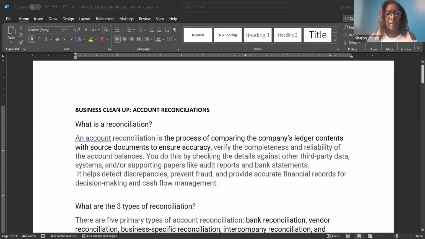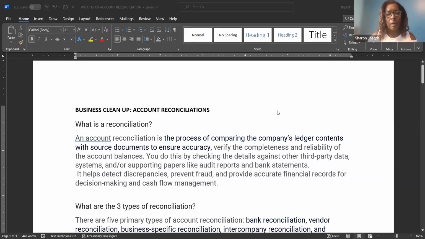So let's take a step back. When somebody talks about doing a business cleanup, what they're really talking about is doing an account reconciliation. An account reconciliation is the process of comparing the company's ledgers with source documents to ensure accuracy, and to verify completeness and reliability of the account balances. So what you're basically trying to do is take what the company has recorded and see what it's missing, or whether something is recorded inaccurately, and so forth.